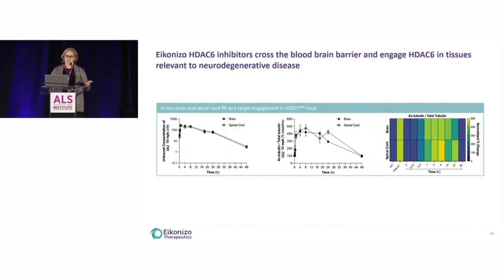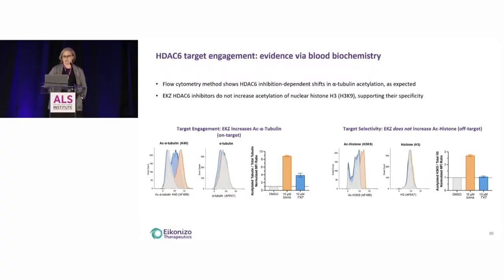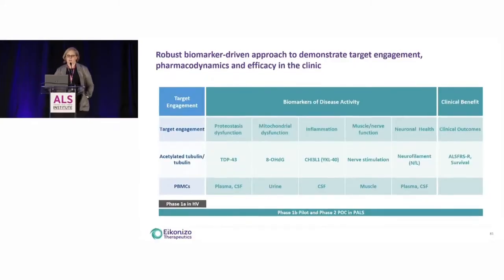And to evaluate target engagement in the clinic, we've been developing a flow cytometry method to assess acetylated alpha-tubulin in isolated PBMCs. On the left, I'm showing you in vitro proof of concept for measuring HDAC6 target engagement by flow cytometry. Our selective HDAC6 inhibitors increase tubulin acetylation here in blue, but they do not increase the acetylation of histones, which you can see on the right, indicating and supporting their specificity. We're currently adapting this protocol for the clinic, where we'll focus on target engagement and also biomarkers of disease activity, which you could see here.